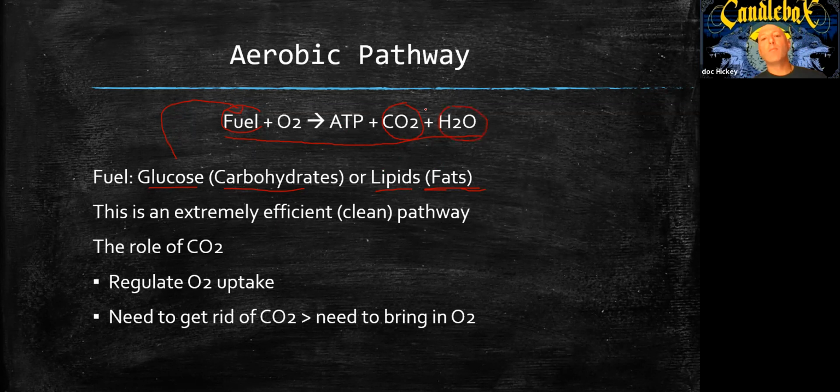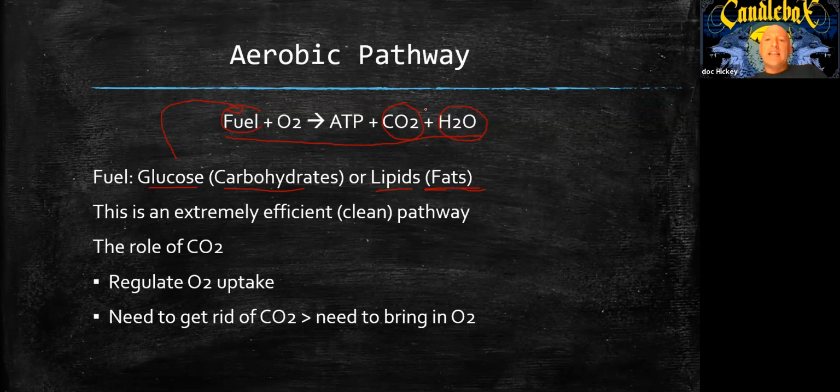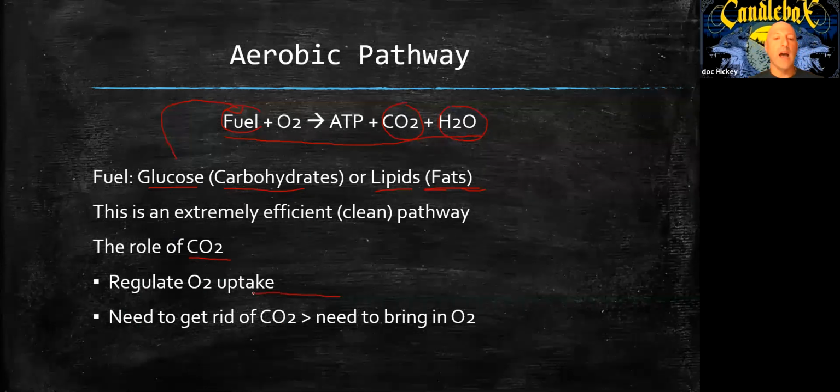So previously, if you were to look back at human physiology, even say the late 80s, early 90s, carbon dioxide was viewed as a waste product. But now we understand that carbon dioxide is essential in respiration. So carbon dioxide regulates the uptake of oxygen, and the body's need to get rid of CO2 is greater than the need to bring in oxygen.